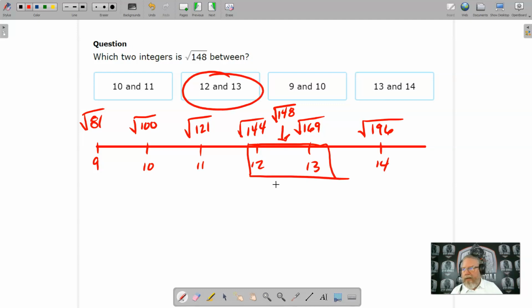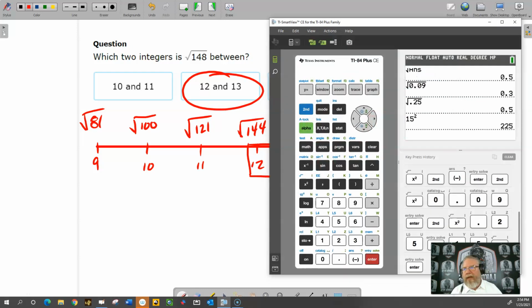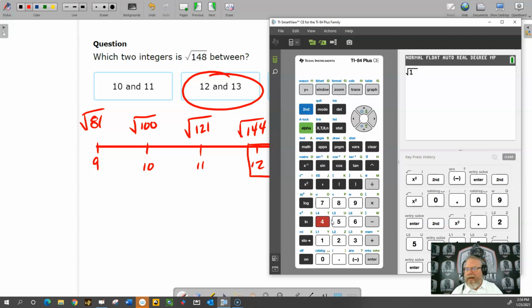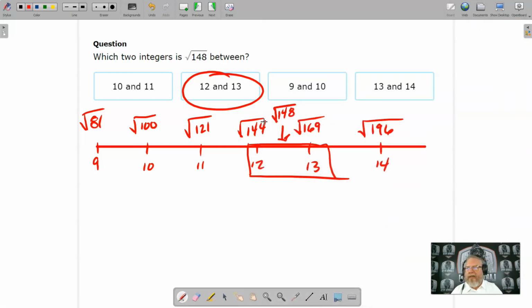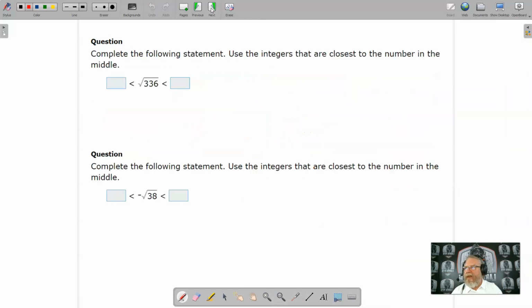Now another way that we could do this, and it'd probably be a little bit easier, is if you have a calculator, you could always go in and take the square root of the number they're giving us, 148, and then hit enter, and it's going to give you a decimal number, 12.1655. So you realize that this is 12 point something, so it's greater than 12, less than 13, so therefore you would realize that it would be someplace between 12 and 13.